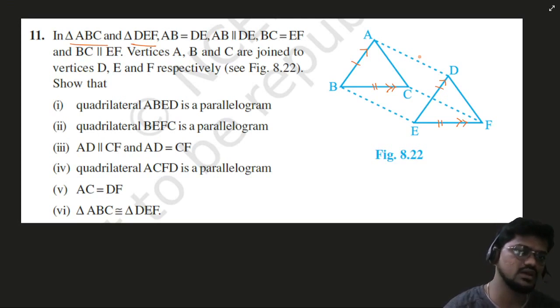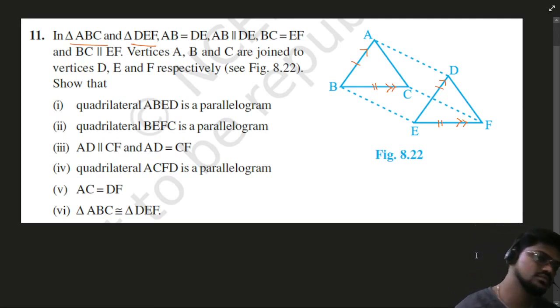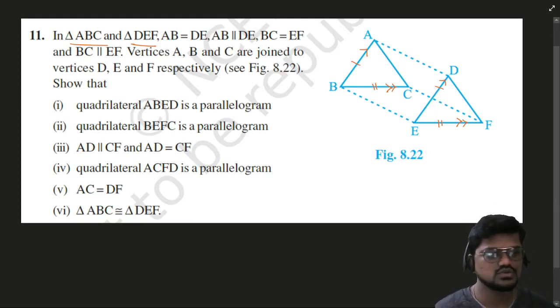Nandini, can you please tell how we can say that ABED is a parallelogram? So it is given that AB is equal to DE and also AB is parallel to DE. So the same pair of opposite sides are equal and parallel, so it is a parallelogram. Yes, perfect. So what is the reason?